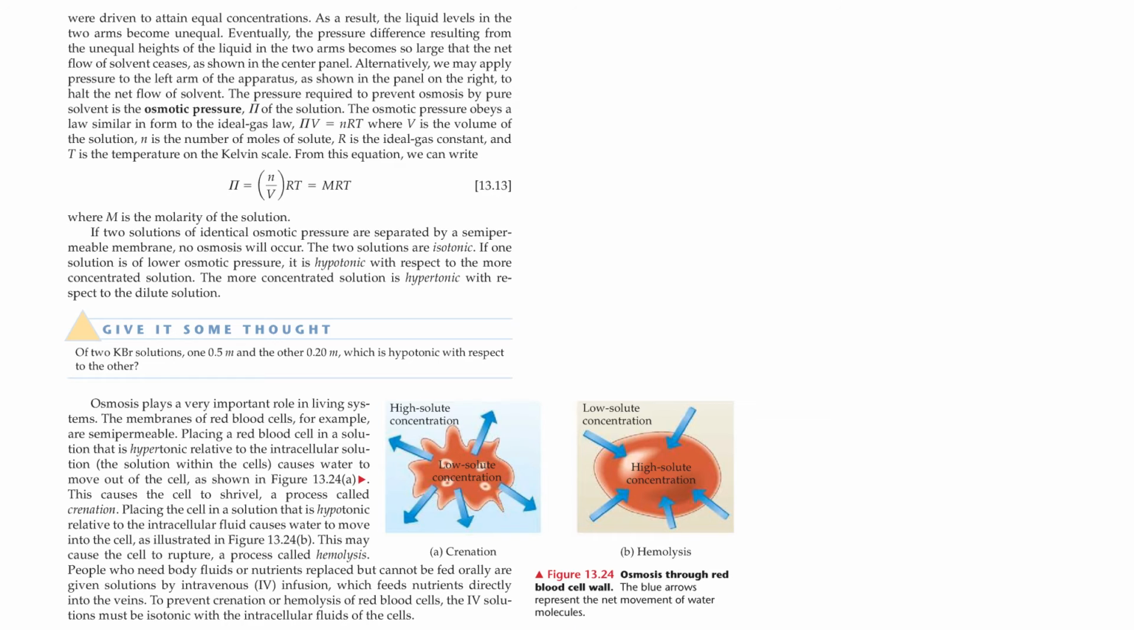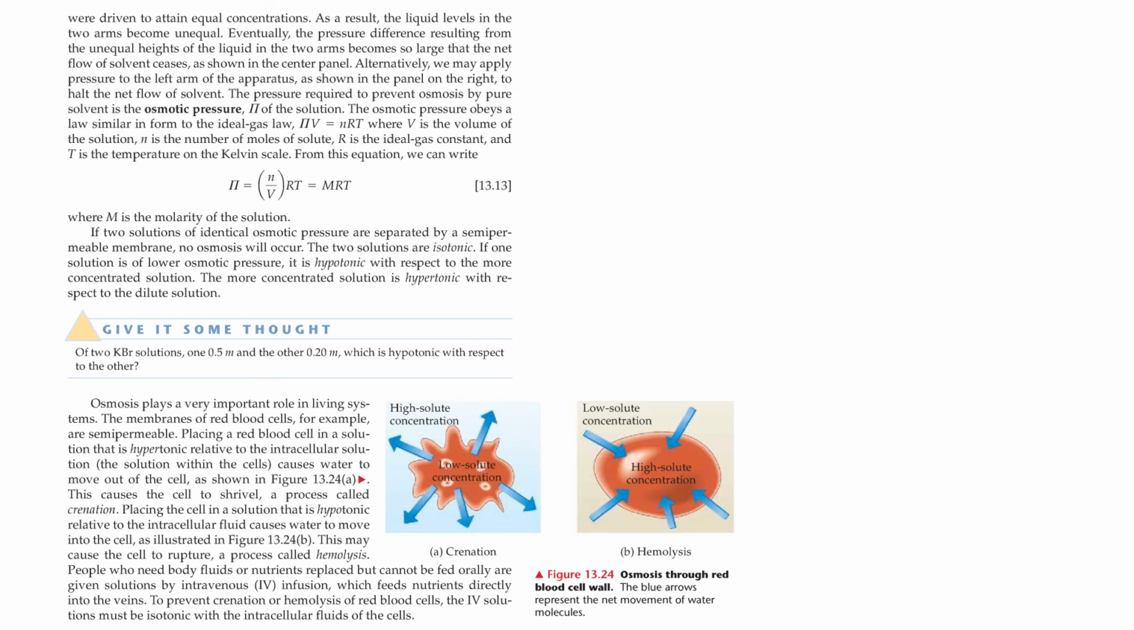Alternatively, we may apply pressure to the left arm of the apparatus, as shown in the panel on the right, to halt the flow of the solvent. The pressure required to prevent osmosis by pure solvent is the osmotic pressure, pi, of the solution. The osmotic pressure obeys a law similar to that of the ideal gas law. Pi V equals nRT, where V is the volume of the solution, n is the number of moles of solute, R is the ideal gas constant, and T is the temperature in Kelvin. From this equation, we can write pi equals MRT, where M is the molarity of the solution.